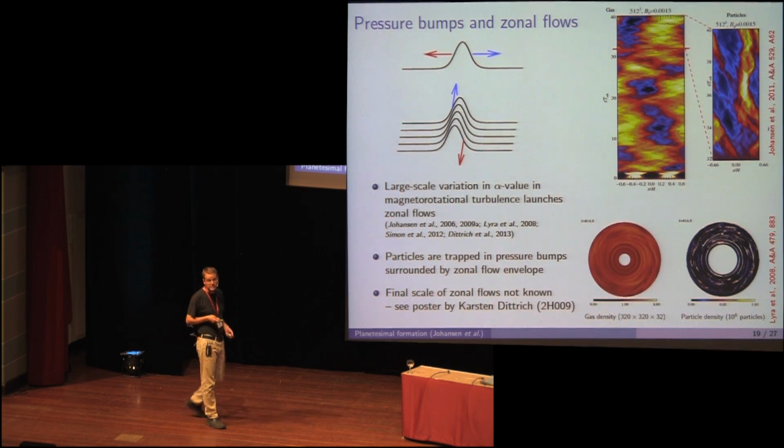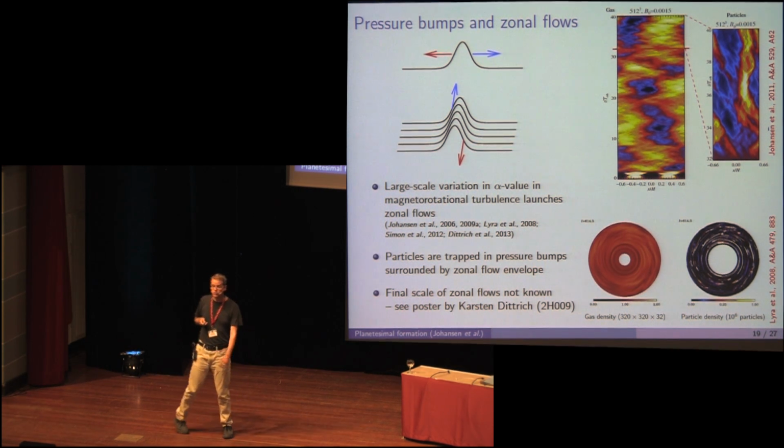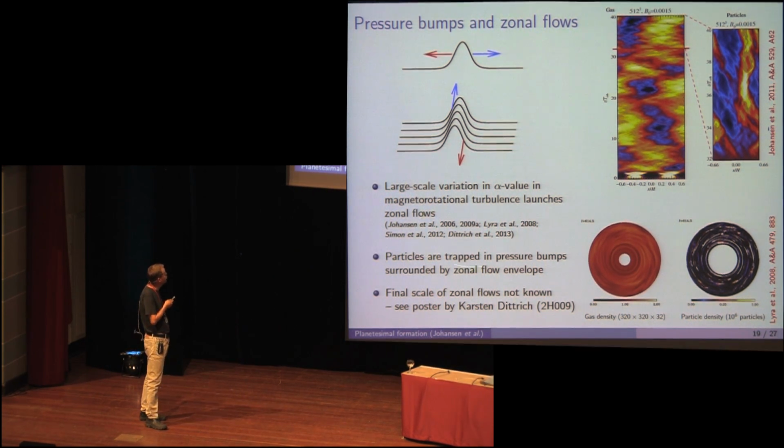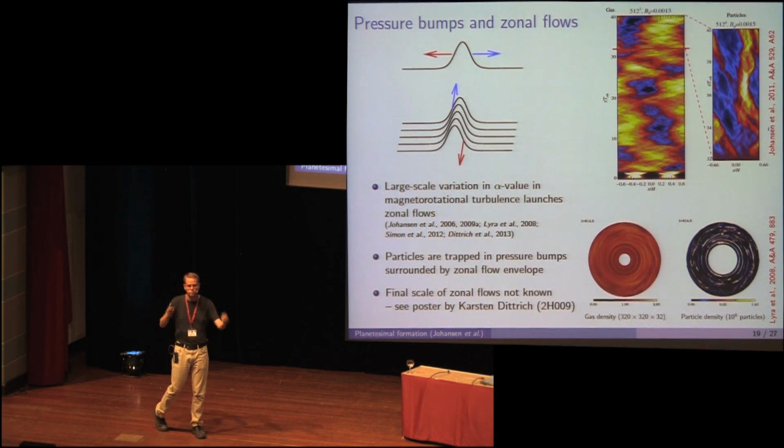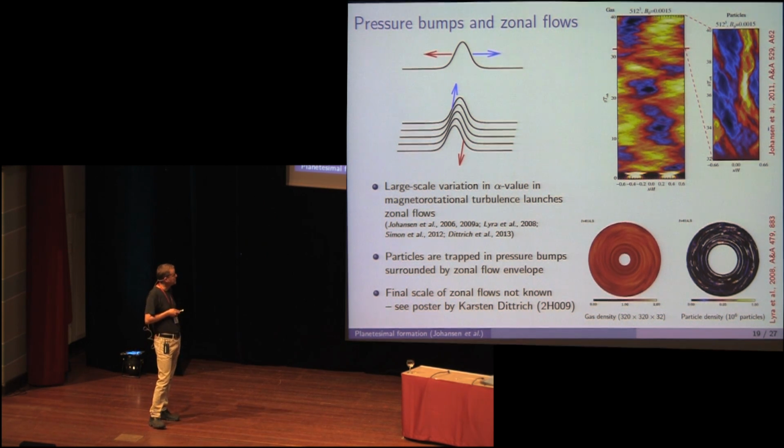And one way to make pressure bumps is actually by having a large-scale variation in the alpha value in magnetorotational turbulence. This is shown, for example, here. This large-scale variation in the alpha value means you have a differential transport of angular momentum that makes a zonal flow. It makes a pressure bump. And the pressure bump can concentrate particles. That's what we're seeing here, basically.